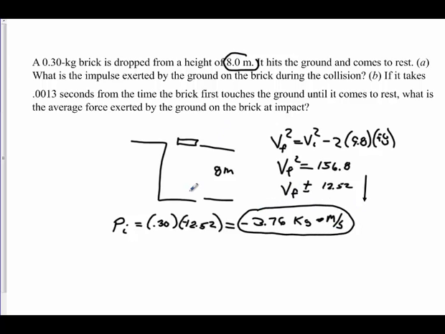Now we know the brick is going to come to a stop. Can we not say that Pf has to be 0 because I have no velocity? So let's figure out the change in momentum, delta P, which is always equal to Pf minus Pi. If I do that, the change in momentum here would be 3.76 kilograms times meters per second.